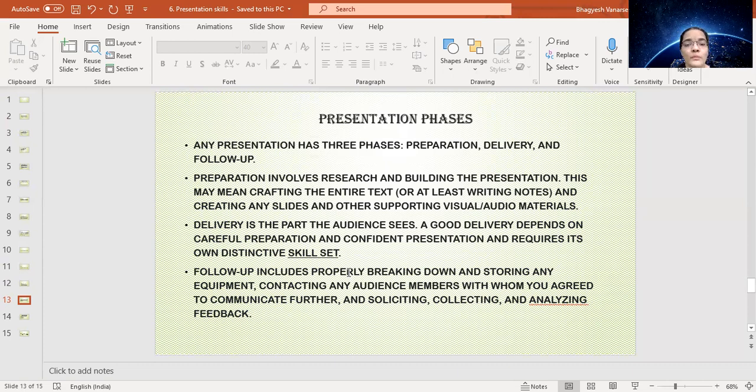Follow-up includes properly breaking down and storing equipment, contacting any audience members with whom you have agreed to communicate further, and soliciting, collecting, and analyzing the feedback. This will help you to improve your presentation next time and give you an idea of what points need to be added or what things could be done in a better way.